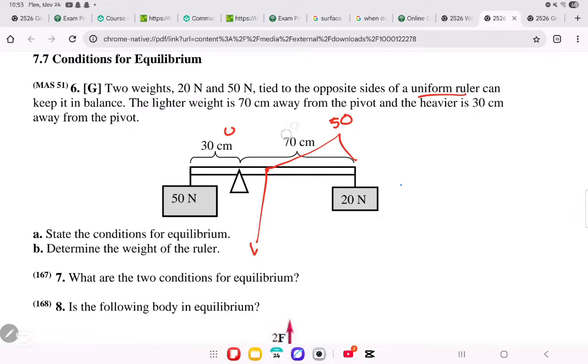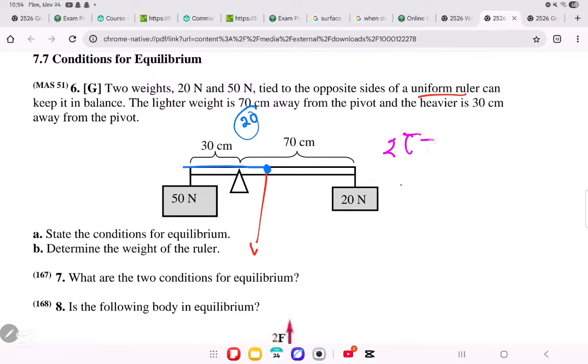Because look, again, I'm going to explain it like this. This is now all 50. But then we stop at a certain point over here, which is 30 centimeters. So how much would this be? This would be 20 centimeters, right? So the distance between the weight and the pivot is 20 centimeters. So now we need to determine the weight of the ruler. How do we find that?